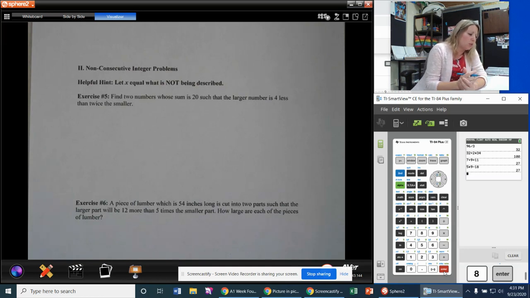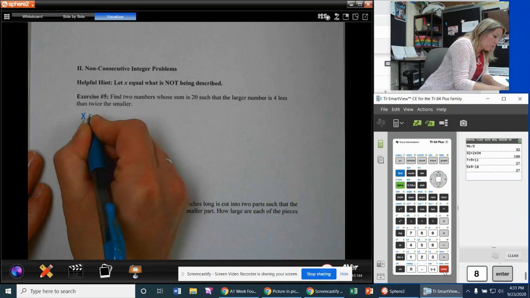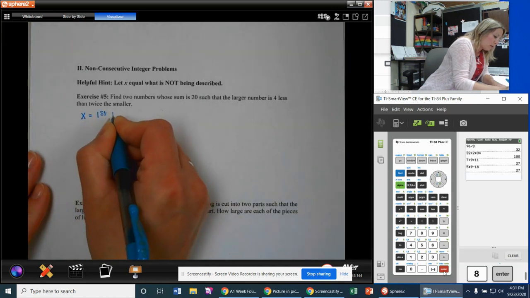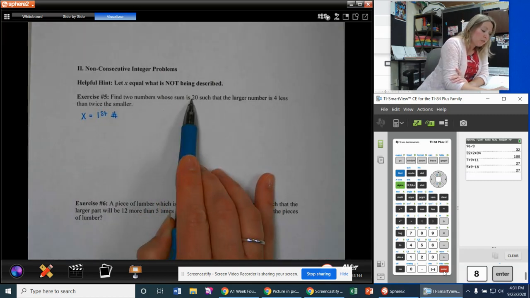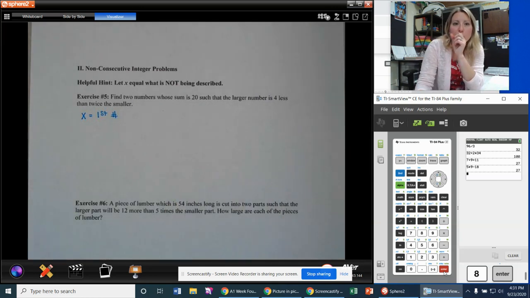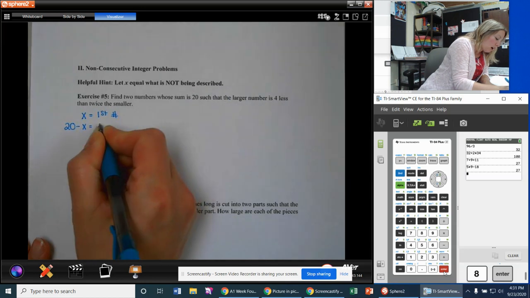Find two numbers whose sum is 20, such that the larger number is 4 less than twice the smaller. Let's find two numbers. So I'm always going to say that X equals my first number, and I use the hashtag symbol because it means number, pound key, whatever you want to call it. Whose sum is 20? Well, let's think about that. If I need a second number and I know these two things add up to 20, then if I take 20 and subtract X from it, I'm getting my second number.